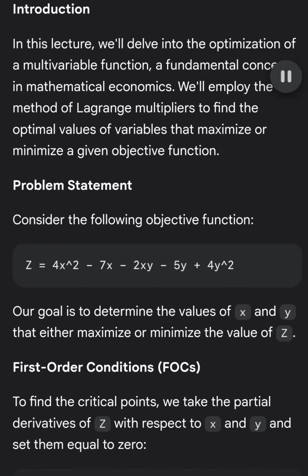Problem statement. Consider the following objective function. Z equals 4x squared minus 7x minus 2xy minus 5y plus 4y squared. Our goal is to determine the values of x and y that either maximize or minimize the value of z.